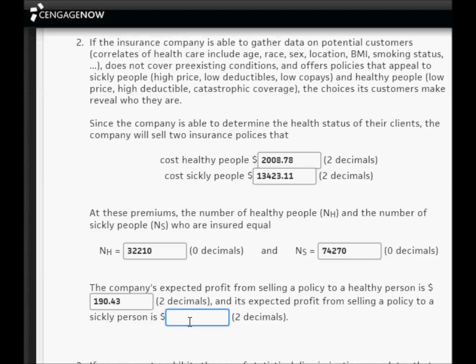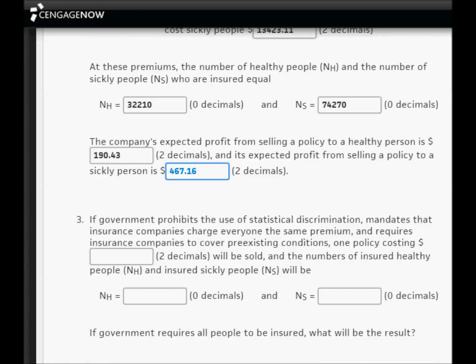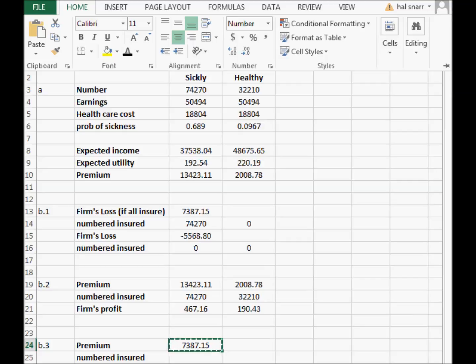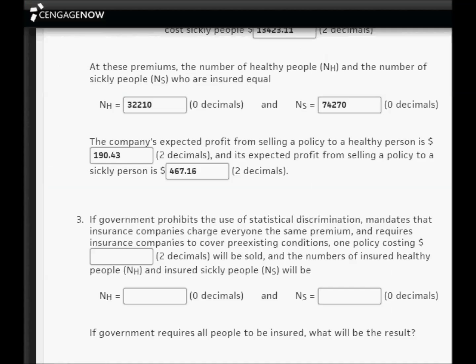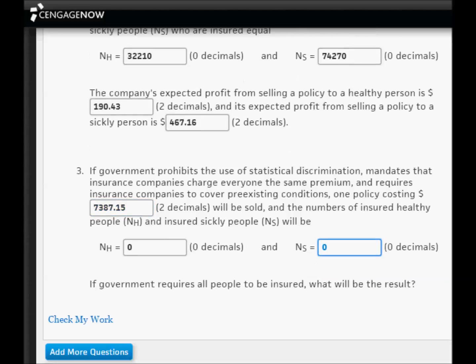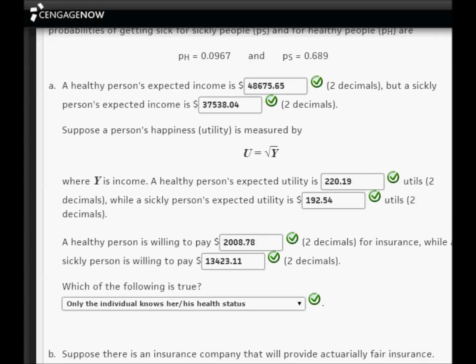$467.16 per policy. If government prohibits the use of statistical discrimination, mandates that insurance companies charge everyone the same premium, and requires insurance companies to cover pre-existing conditions, one policy costing $7,387.15 will be sold. And the number of insured healthy people and insured sickly people will be 0. Now I'm going to check my work and I should get everything correct. And it looks like I got everything correct.